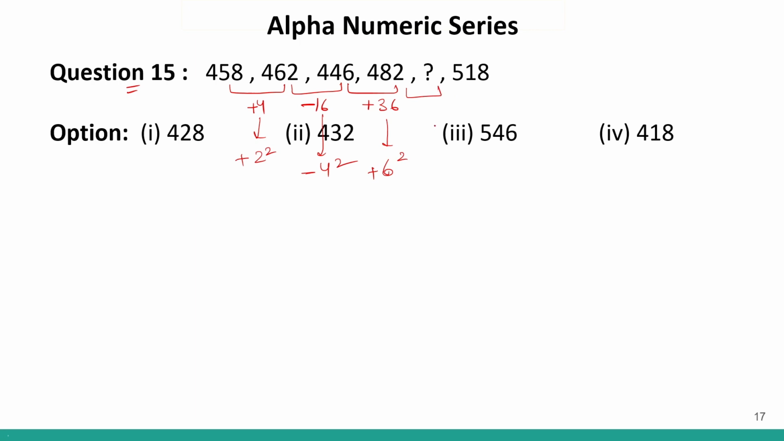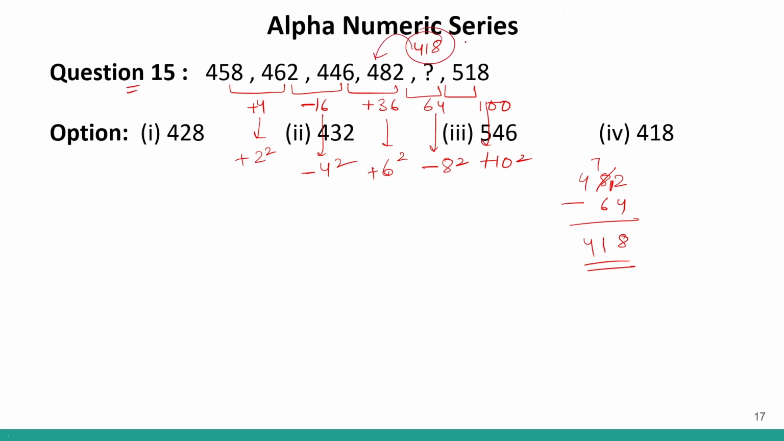So the next will be basically subtraction of 8 square, which is 64. From 482, if I subtract 64, I'll get 418. And the next will obviously be addition of 10 square, that is 100. So if I add 100 to 418, I'll get 518. So 418 follows with the previous number and it follows with the next number also. Correct? So my answer will be 418, which is given in option number 4. Clear? So this concludes today's lecture. Thank you.